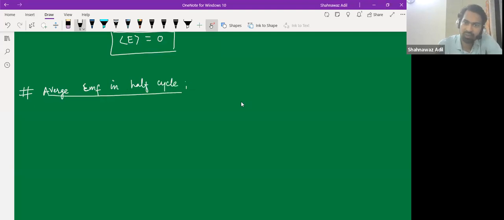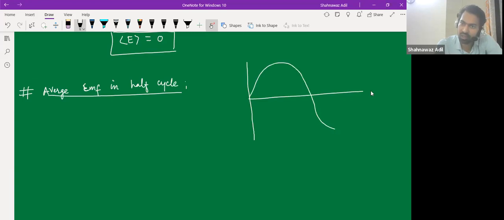So we have this behavior of the EMF, which is this, from 0 to T. So this is the full cycle. What would be the time for the half cycle? So this part is the half cycle, right? So what is the time in here?